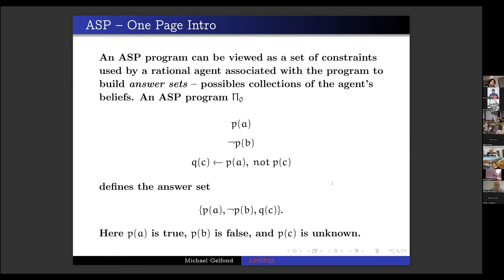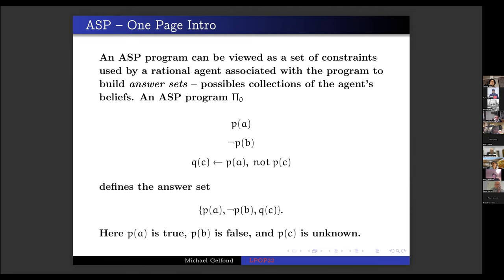An ASP program pi zero has a fact, P of A, which tells an agent associated with it to believe that P of A is true. The second fact uses classical, or explicit, strong negation. And it says that the agent must believe that P of B is false. The third is a rule which uses negation as failure, and it tells the reasoner that it must believe Q of C if he believes P of A, and if he has no reason to believe P of C.